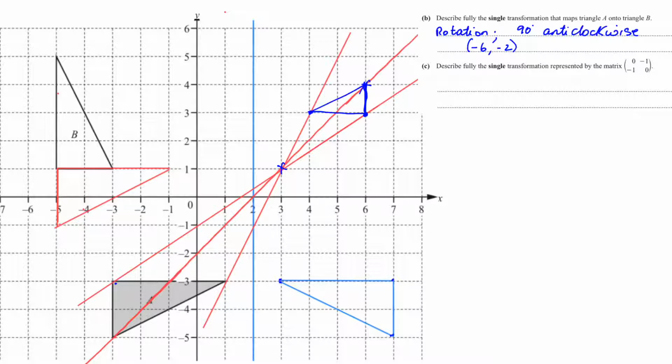Part C. Describe fully the single transformation represented by the matrix 0, -1, -1, 0. Matrix is not a part of your syllabus from this year, but still there are rules that are given to you. The numbers here represent your y. So there has been a change in your y. So it's a reflection, y is equal to -x.